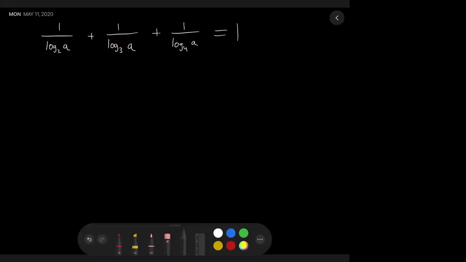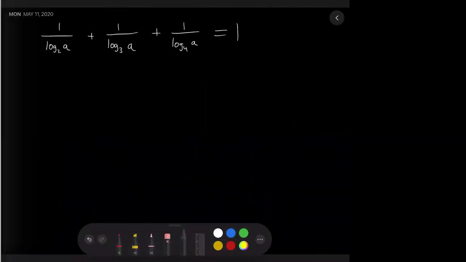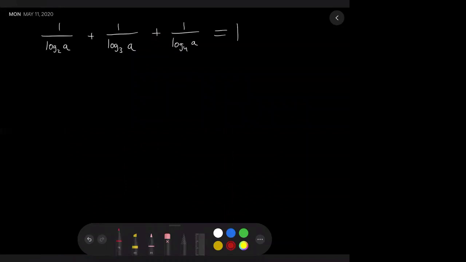Well, you notice a lot of 1 overs, right? Let's scroll back to our previous screen. Log base a of b is equal to 1 over log base b of a. We know that property, right? We can apply it here. 1 over log base 2 of a is log base a of 2, right? This should make sense to you. It's just our purple property from earlier.